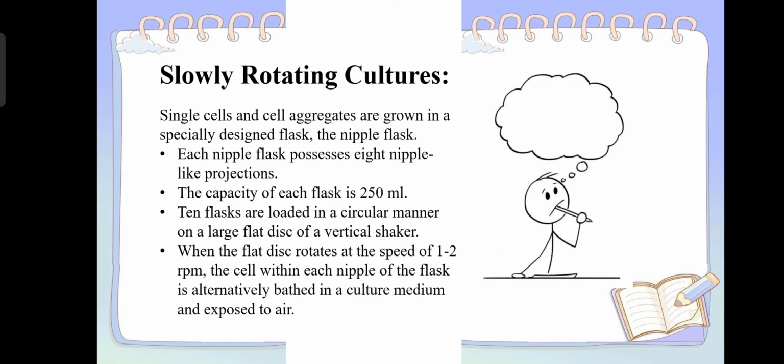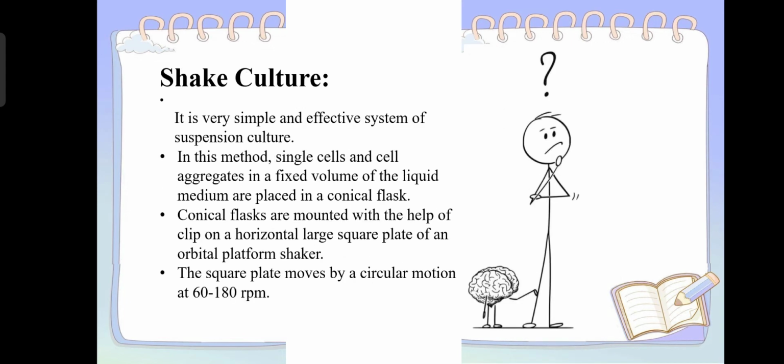Slowly rotating cultures. Single cells and cell aggregates are grown in a specially designed flask, the nipple flask. Each nipple flask possesses 8 nipple-like projections. The capacity of each flask is 250 ml. 10 flasks are loaded in a circular manner on a large flat disc of a vertical shaker. When the flat disc rotates at a speed of 1 to 2 rpm, the cells within each nipple of the flask are alternately bathed in culture medium and exposed to air.